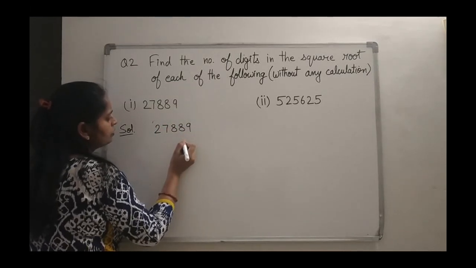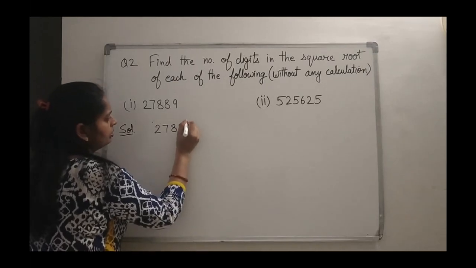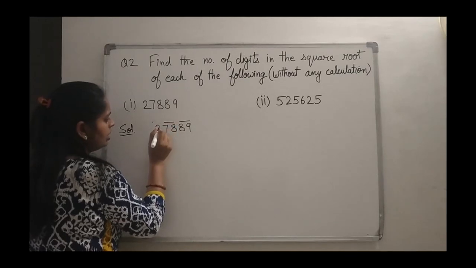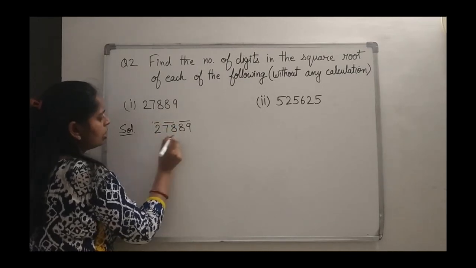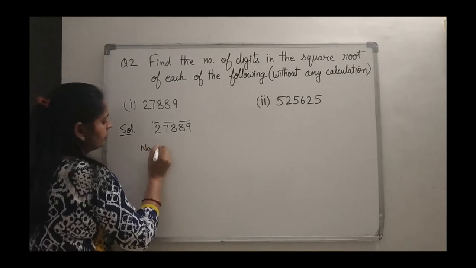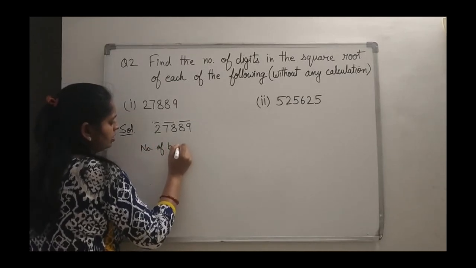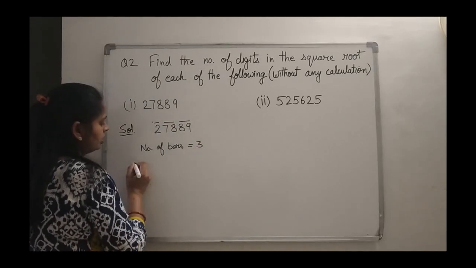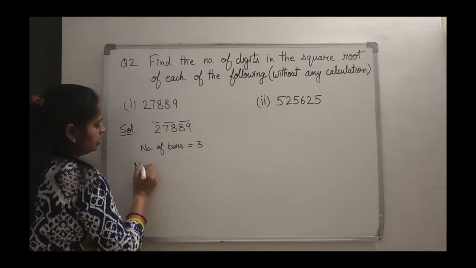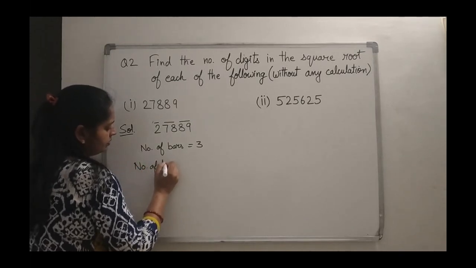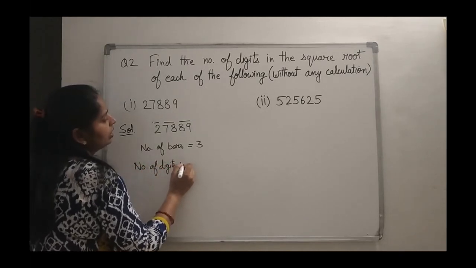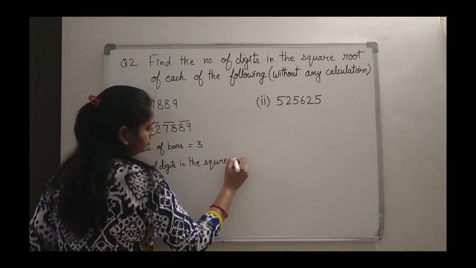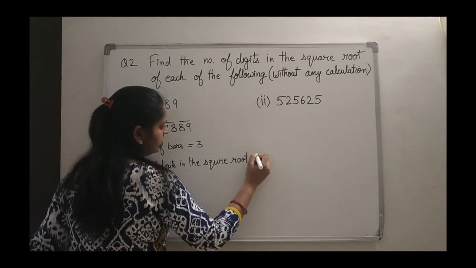27889. So what we'll do, we'll just put the bars. Bars from the right hand side only we are putting. So put the bar, first bar, second bar. This is single unknown, then also bar will be there. So how many bars are we having? 1, 2 and 3. 3 bars we are having. So 3 bars are there, and the number of digits in the square root will be 3. Only we have to put the bar, and we can get the answer.